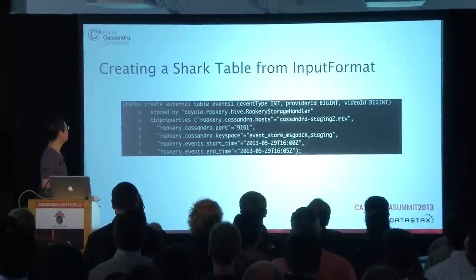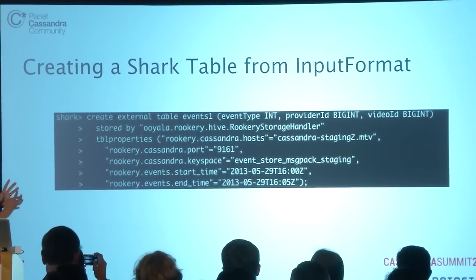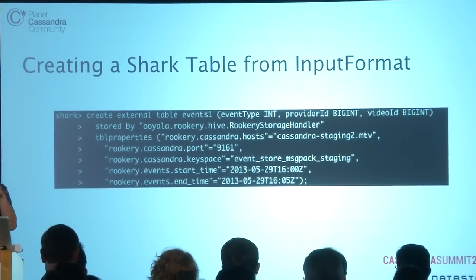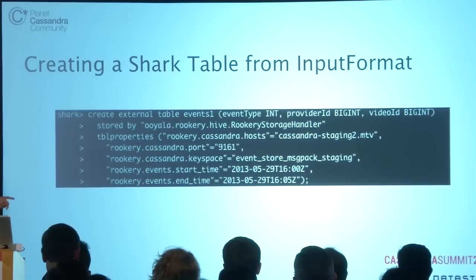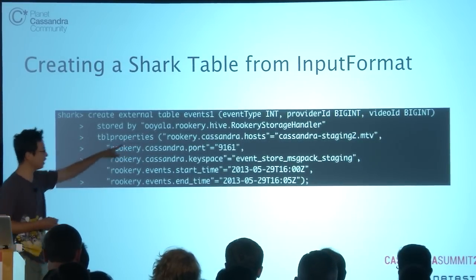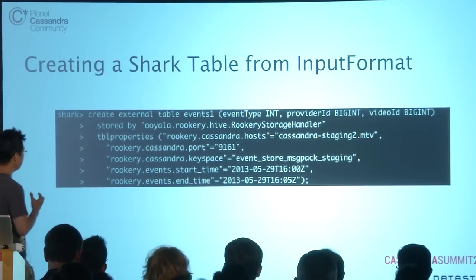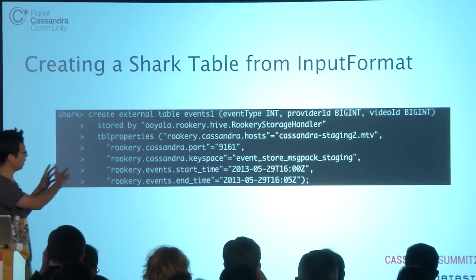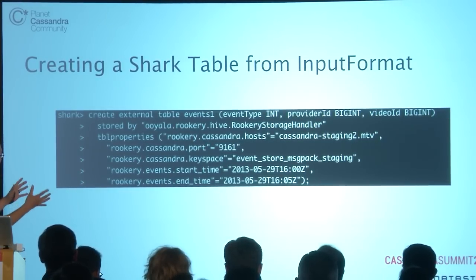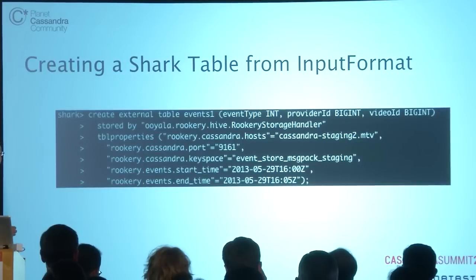So creating a table from Cassandra: basically you do a create external table, which is basically a table view on Cassandra data. The key point is we need to set the storage handler that we use, which is the custom input format that we told you about. And then in the table properties, you point at the Cassandra nodes that we want, the port, key space, start time, end time. It's actually very similar to the Cassandra input format, if anybody's used that.